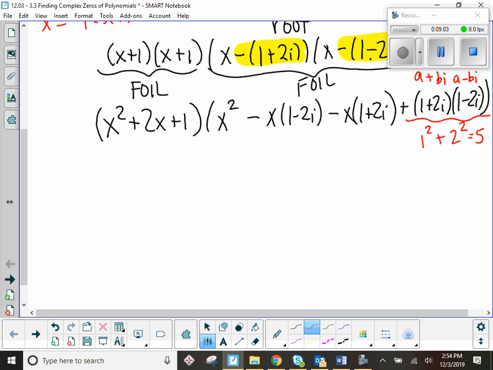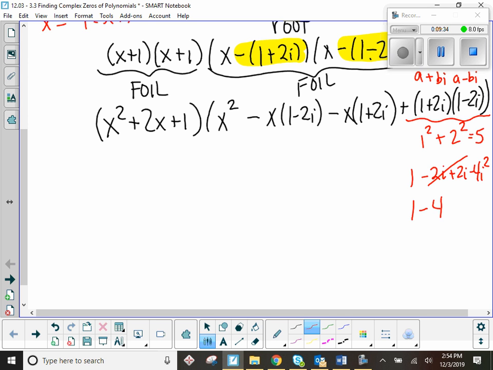You don't have to remember the shortcut if you don't want to. It does save a lot of time. If you don't want to remember the shortcut because you have enough in your life that you have to remember already, you could just FOIL. Here's what foiling that looks like. 1 squared, which is 1. Your outside terms, your inside terms, your last terms. What do you notice cancels out right there? The middles.